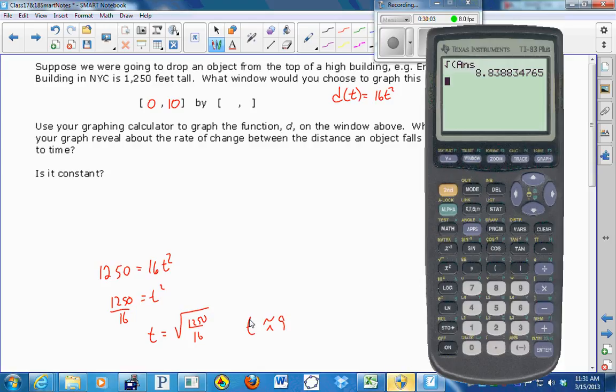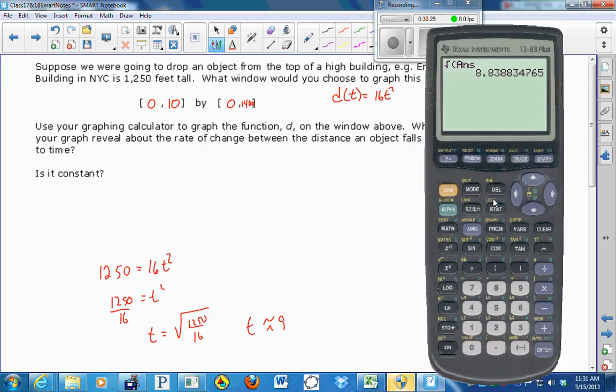What about my height? What would that have to go from what to what? What's the smallest height I can have? Smallest distance that it can go. The smallest distance it would go is 0 before I drop it. And then my maximum here would be 1250, but I might throw in something like 1300 or 1400 just so I can see the whole graph.